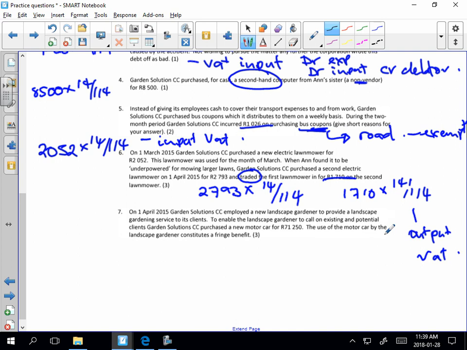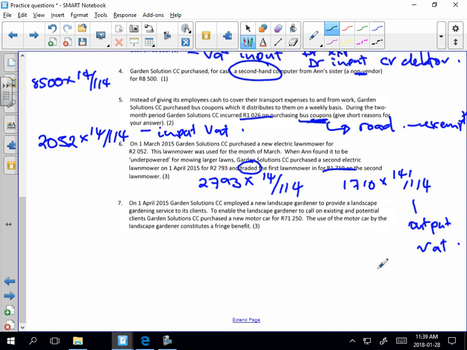Okay. Next transaction. So looking at the next transaction, they employed a new gardener to provide services, to enable the gardener to call on existing and potential clients. They purchased a new motor car. So let's look at the purchase of a new motor car. Input VAT, output VAT. We are purchasing, therefore, input VAT. Everyone comfortable with that? All right.